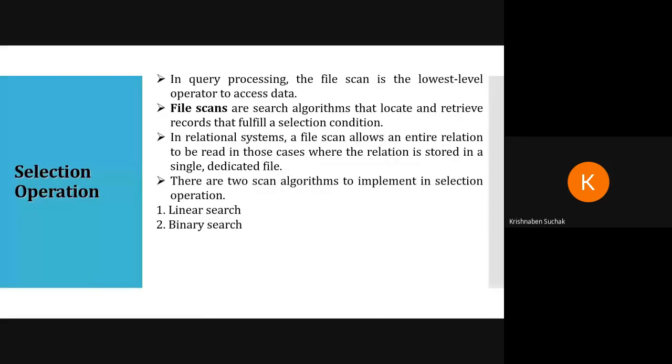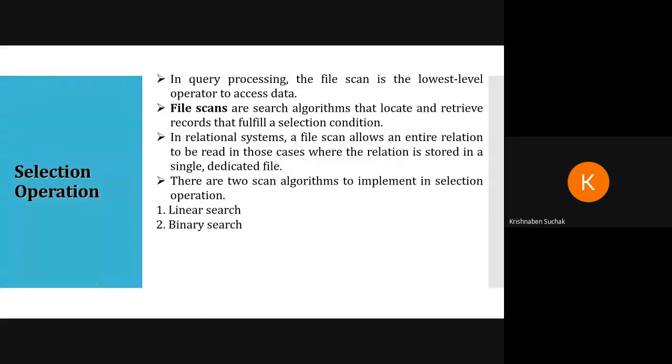Okay. So in query processing, the file scan is the lowest level operator to access data. So whenever you are processing your query, at that time file scan is the lowest level operator to access data. And what is file scan? File scans are search algorithms that locate and retrieve records that fulfill a selection condition. Now see, there will be a few conditions given for selecting a query. So file scans are search algorithms that keep the condition in mind, retrieve the data and records, and show them to you. It will give you the result, that is file scan.